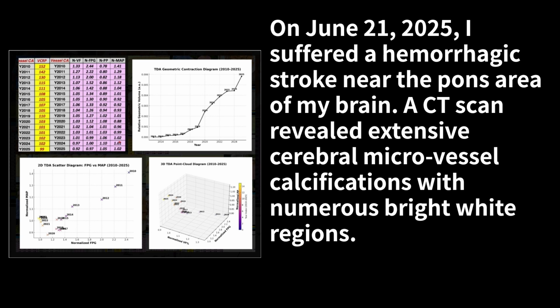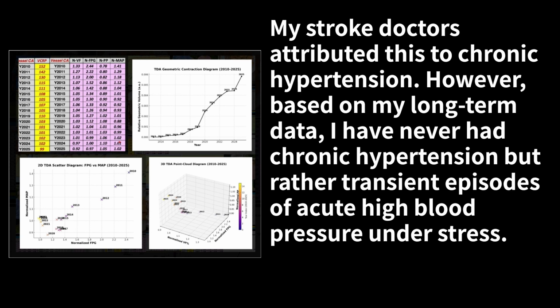On June 21, 2025, I suffered a hemorrhagic stroke near the pons area of my brain. A CT scan revealed extensive cerebral microvessel calcifications, with numerous bright white regions. My stroke doctors attributed this to chronic hypertension.